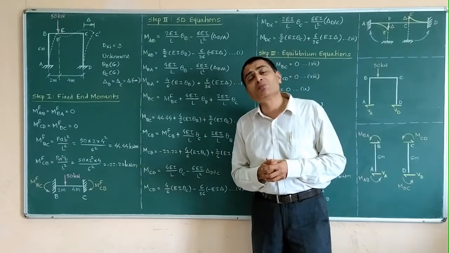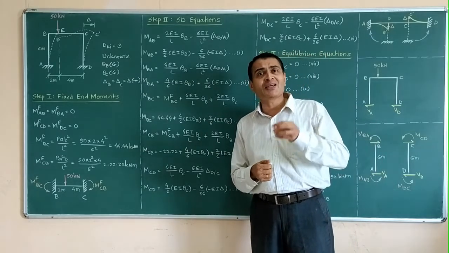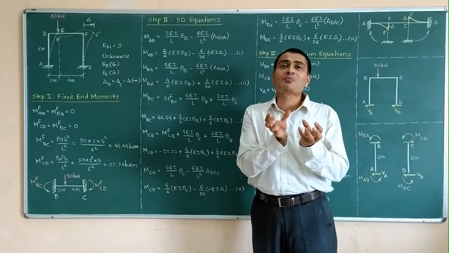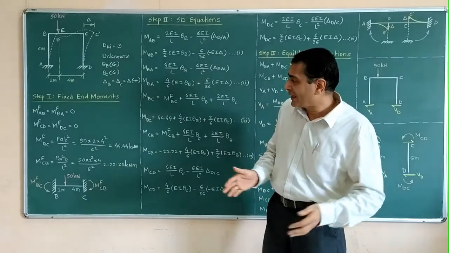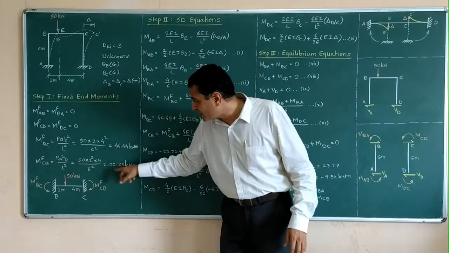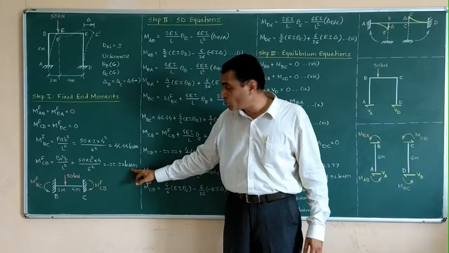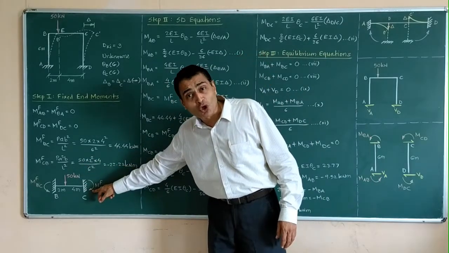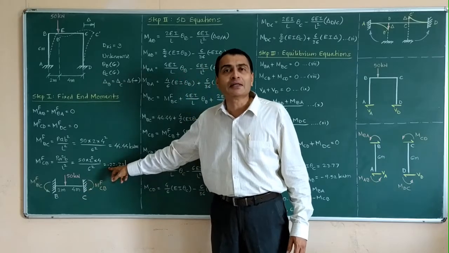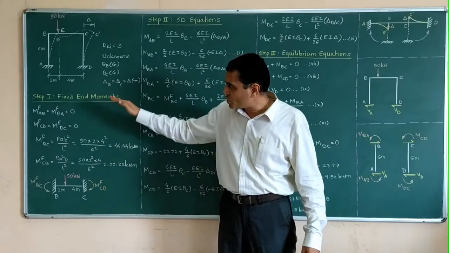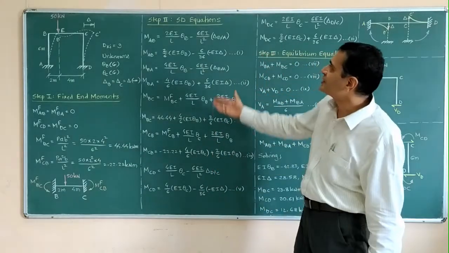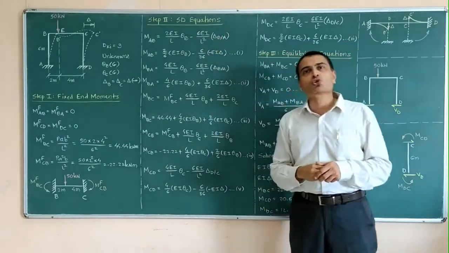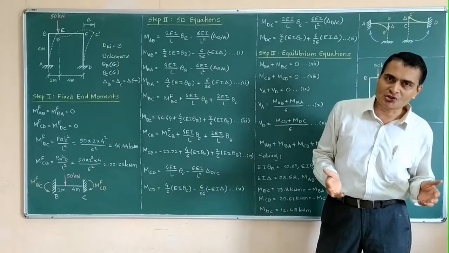MFCB is P a squared b upon L square. Small a is the left side span, small b is the right side span with respect to the point load, and on substitution I am getting 22.22 kilonewton meter. Since it is clockwise, I have written it negative. So step number 1 is over. We go ahead with step number 2, that is the slope deflection equations.